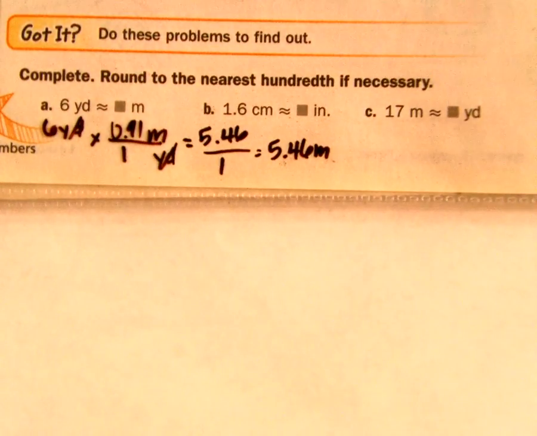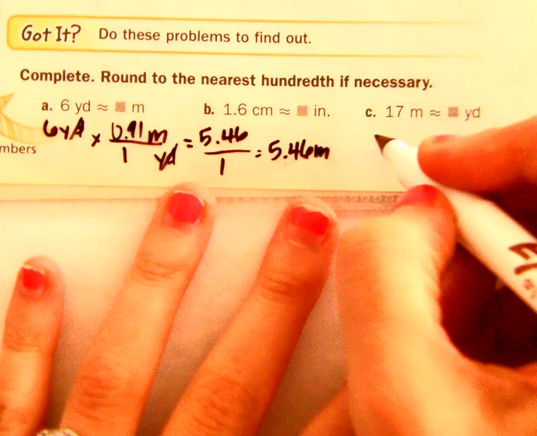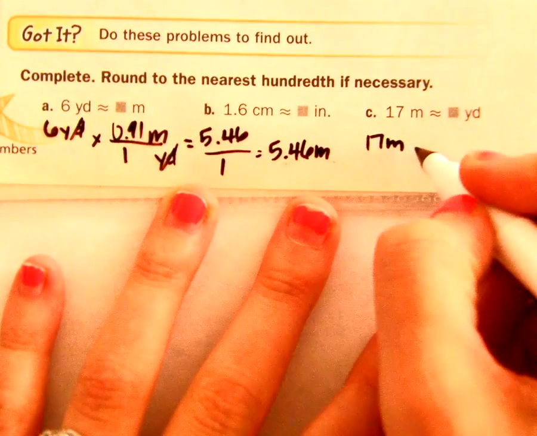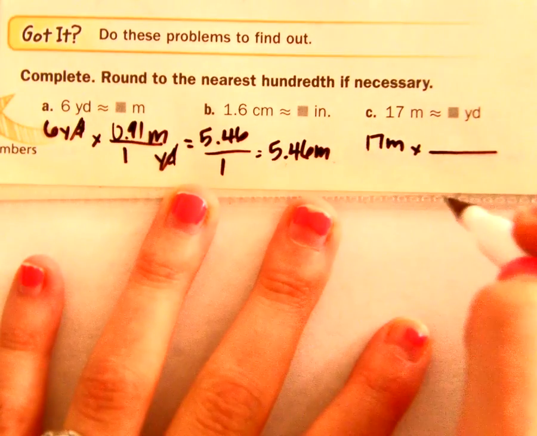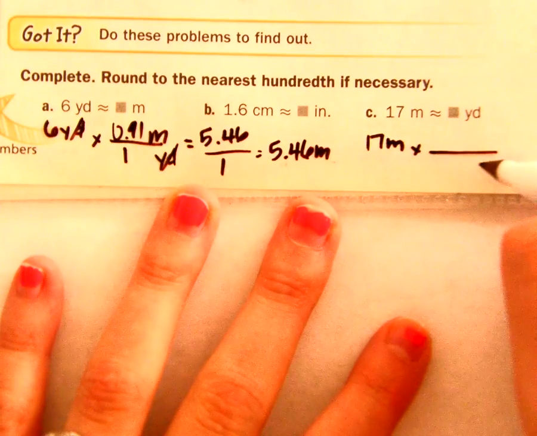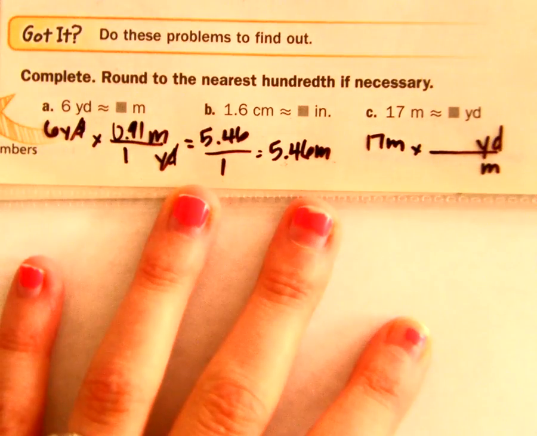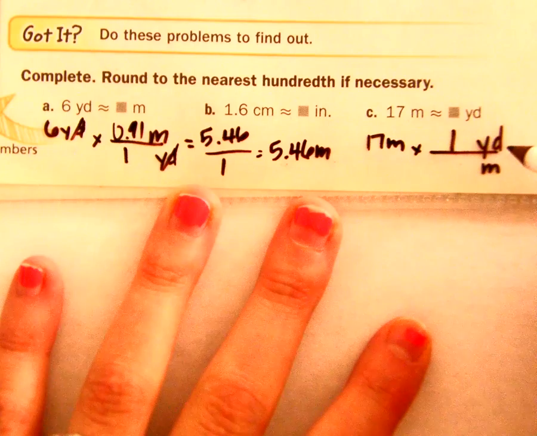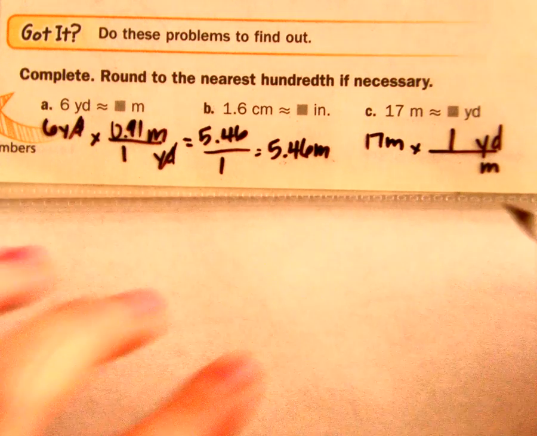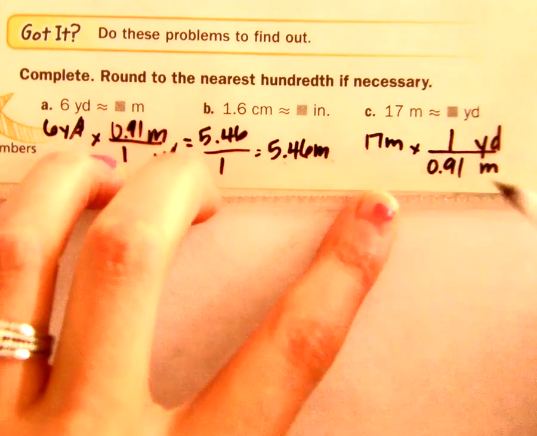Okay, example C, we have 17 meters is about how many yards? So again, I'm going to start with what they give me. I have 17 meters. I'm going to take that times, again, I want to get rid of my meters. So I'm going to put meters in the denominator, and I'm going to put yards in the numerator because that's what I'm trying to get. So again, I go back up to my chart. It told me 1 yard is 91 hundredths of a meter. So again, there's 1 yard, so I have to put 1 next to the yards label. And then it's 91 hundredths of a meter, so I put 91 hundredths over meters.